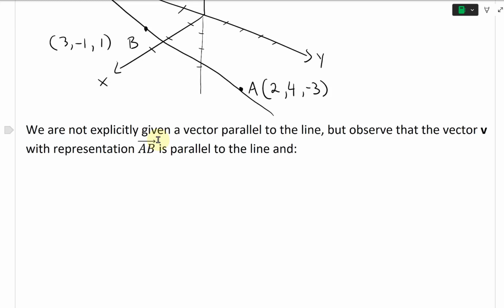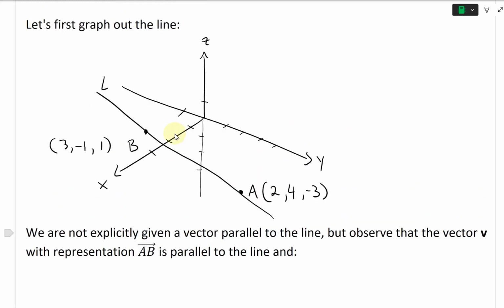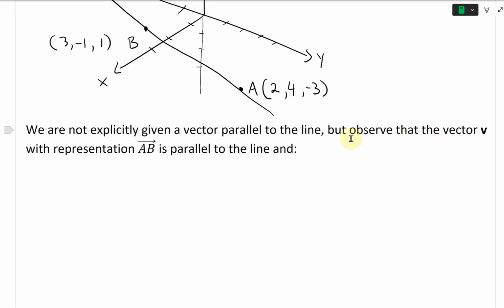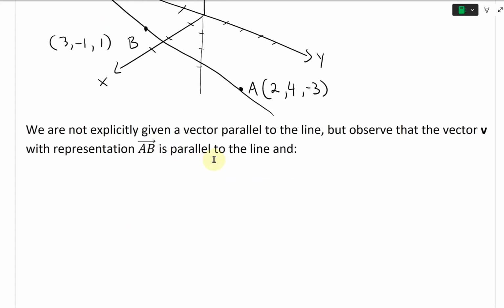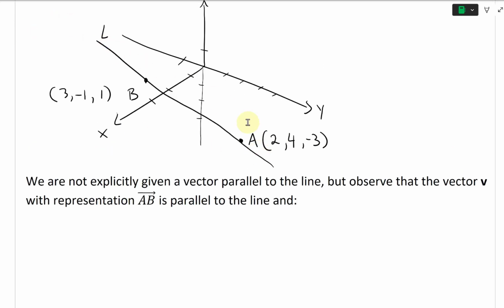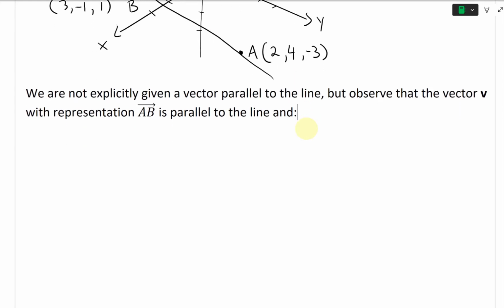So we're not explicitly given a vector parallel to the line, but observe that the vector v with representation AB, so from A to B, is parallel to the line. Actually, no, I mean parallel to the line, yeah. This is the vector, yeah. So it's parallel to this line right here. And we can write that out.